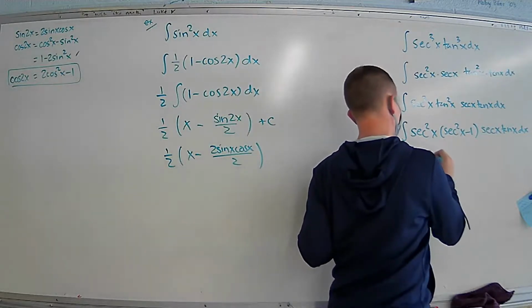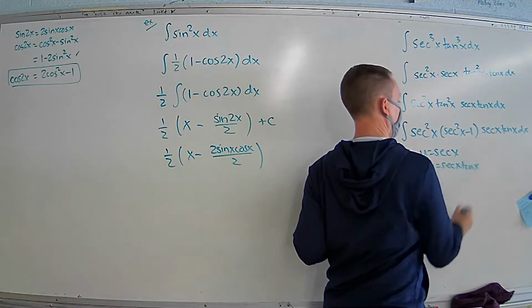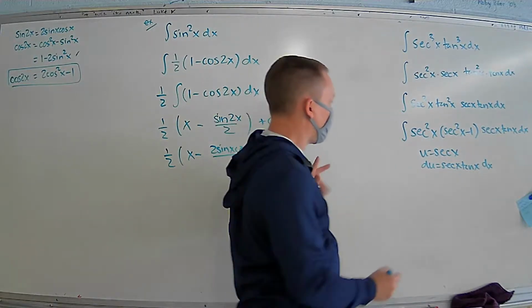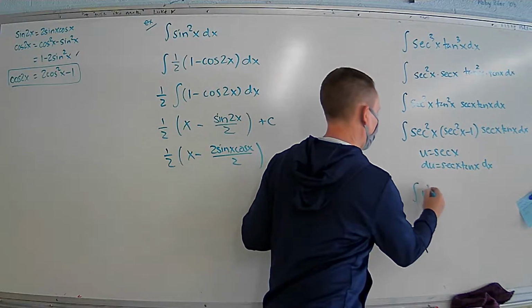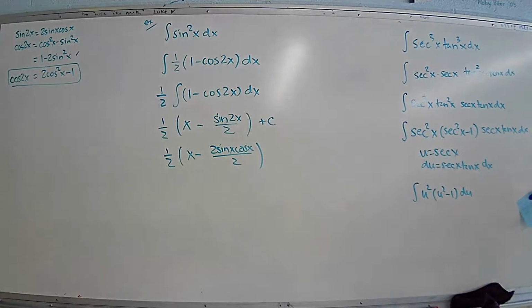So now u is secant. Du is secant tangent dx. Woo! So that's secant squared, u squared times u squared minus 1 du. And what do we got to do in order to finish that out? Distribute. Right? We got to distribute.